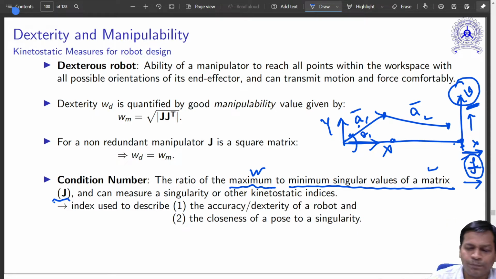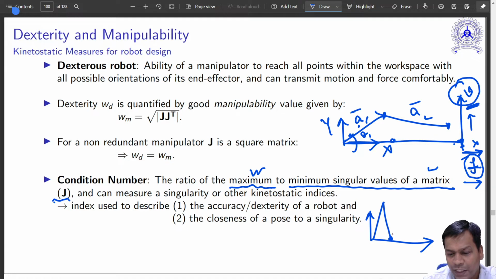Now if it is fully enfolded, fully folded inside, let us say your robot reaches somewhere like this, what happens? In this case it can apply less velocity in this direction, whereas it can have more force. So there is F max in the fully enfolded case and V becomes V minimum. V becomes less, F becomes maximum.